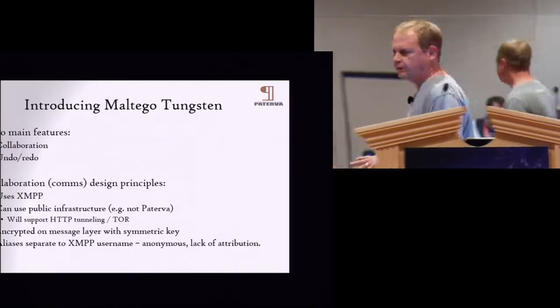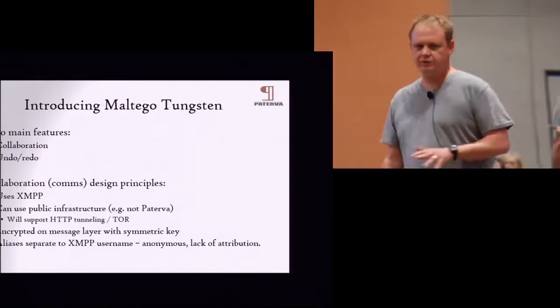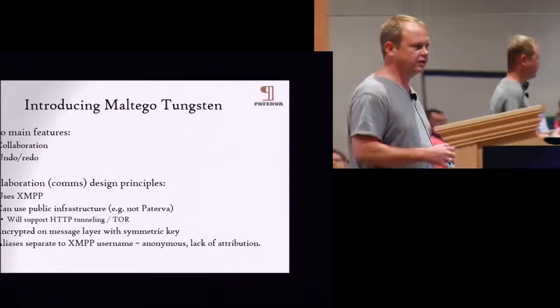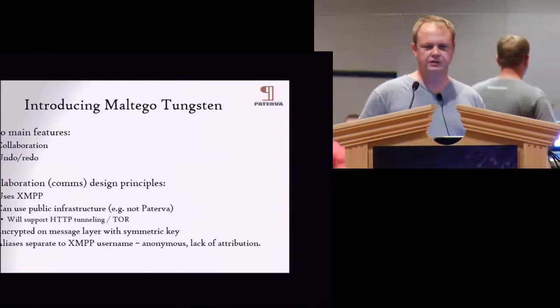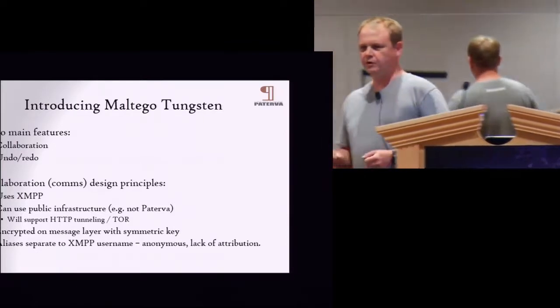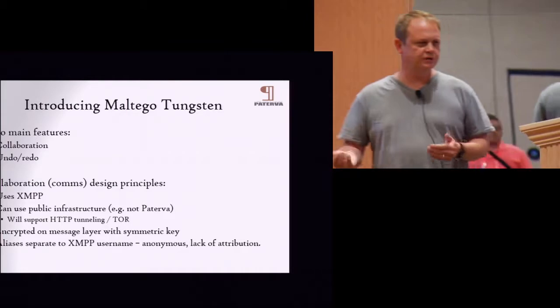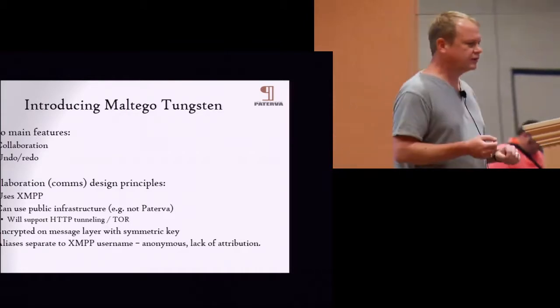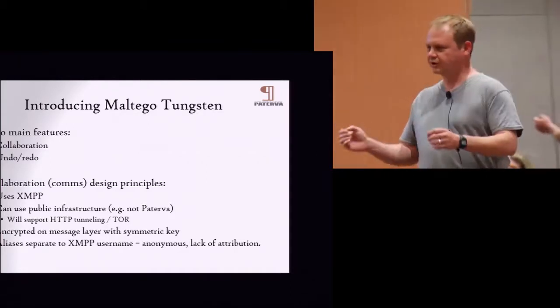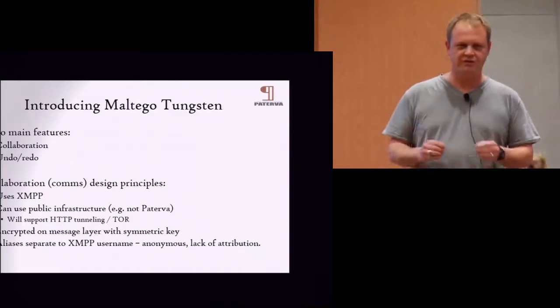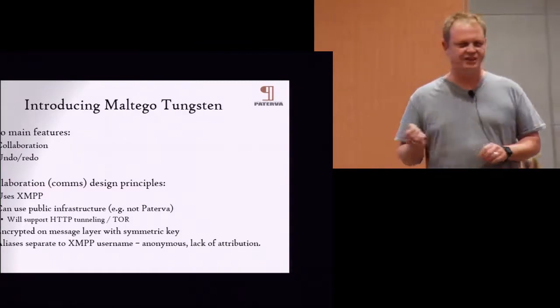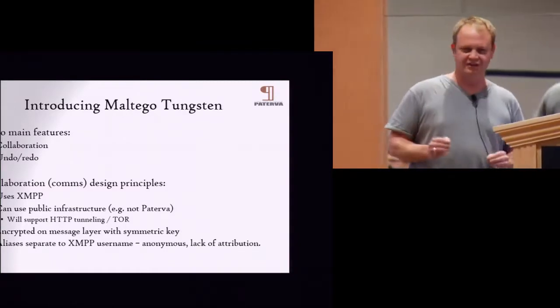Now, in Tungsten, we have two main big features that are new. The first is collaboration, which allows real-time collaboration between graphs and people. And the second is, and finally we can announce it, we have undo and we have redo. I know it sounds silly, but it's a major big deal, right?